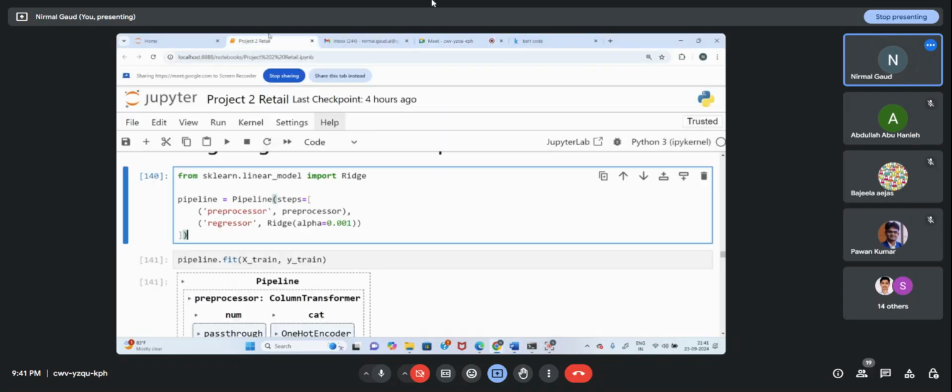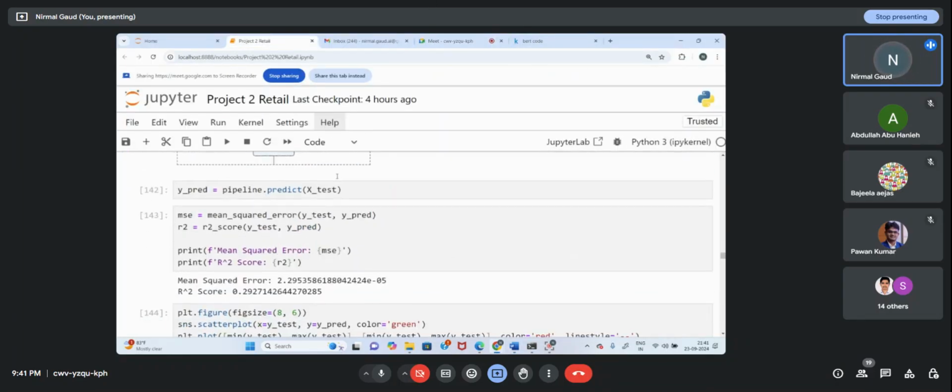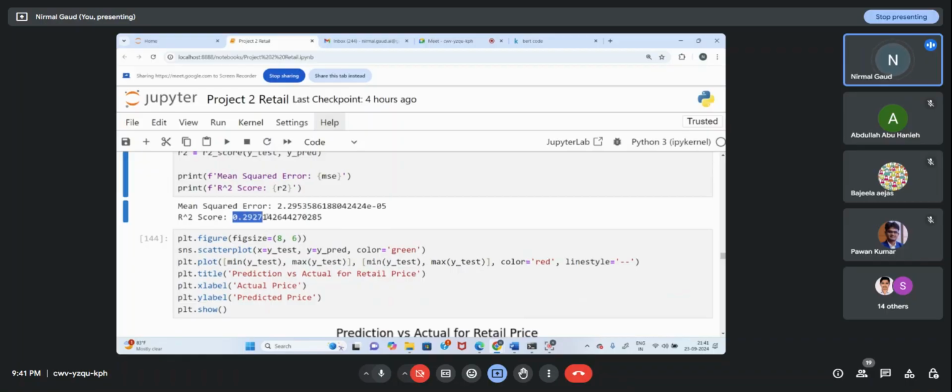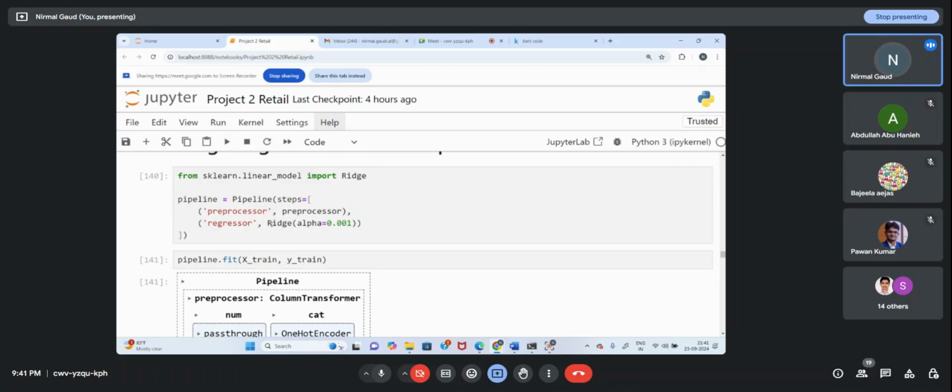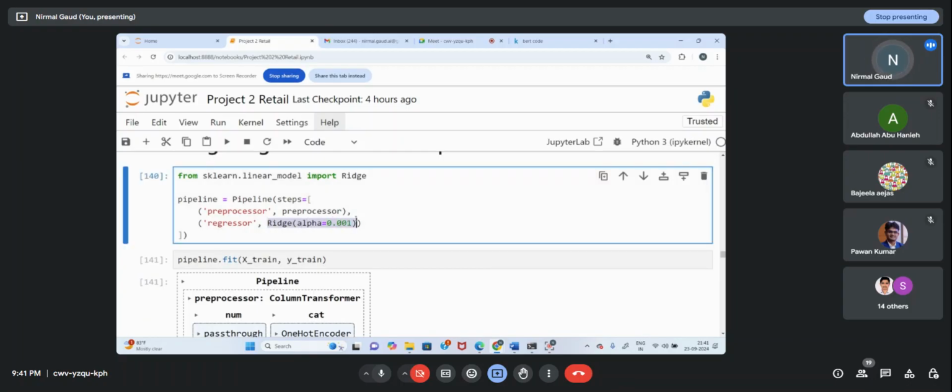L2 is giving me a score of 0.29 for R2, and the mean square error is just like the linear model only. That means there is not much gap. Also, the penalty which I am trying to impose here is very small, 0.001. You can change the penalty value also. I tried 0.1, I tried 1, but there is too much compromise in the result.